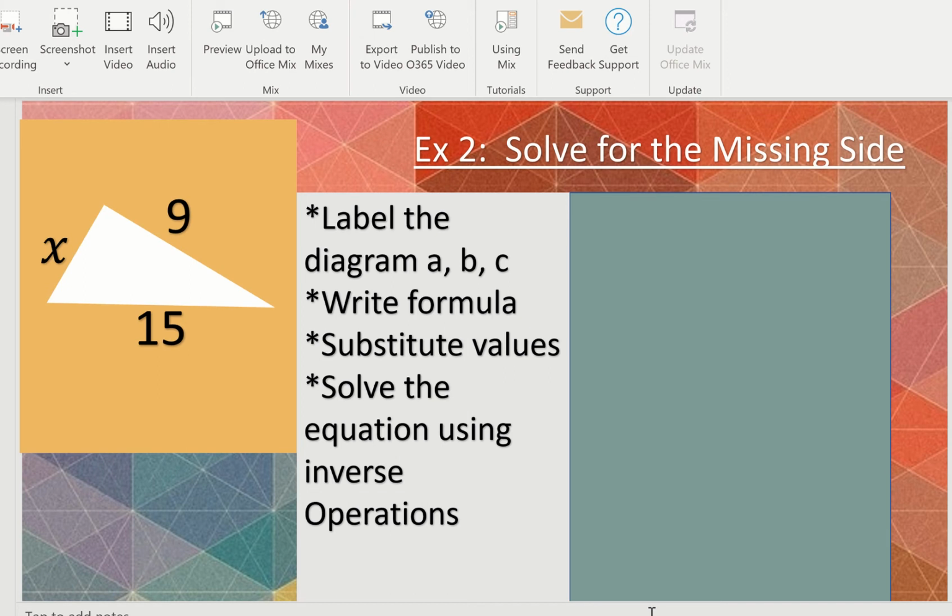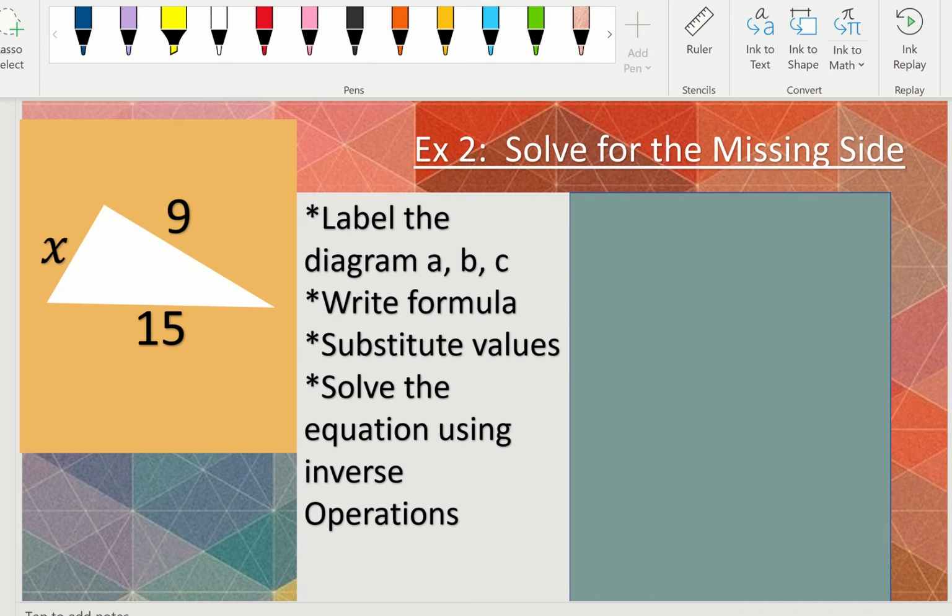Okay, so in the last example we did solving for the hypotenuse. This time, if you look at your triangle here, we already know the hypotenuse, because looking at this one, here's our right angle. So the hypotenuse is 15, so this is C. That means that X and 9 are the legs, so I'm going to call this A and 9 B.